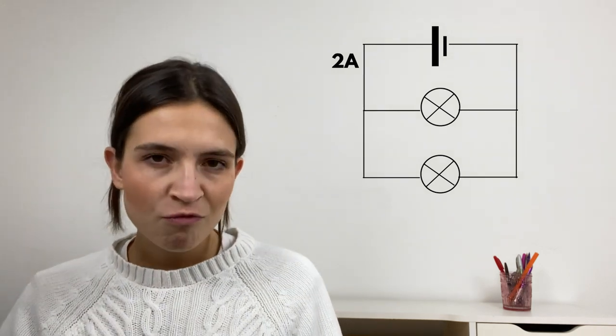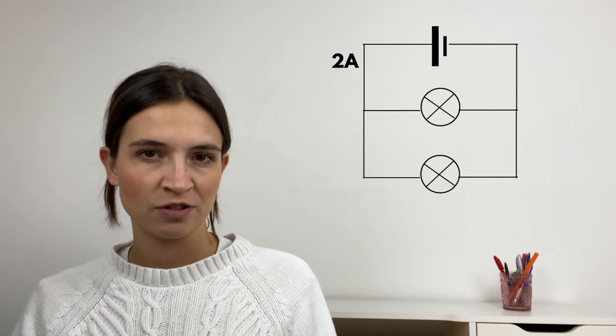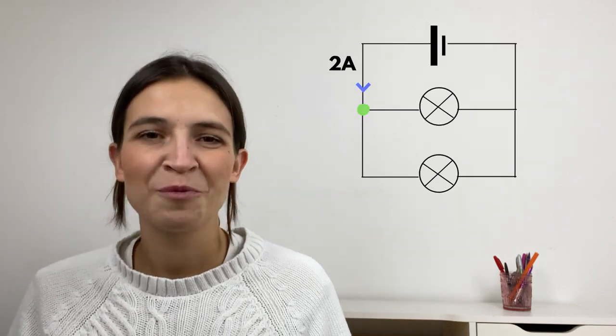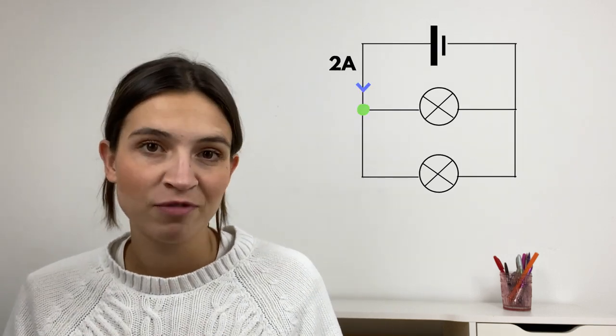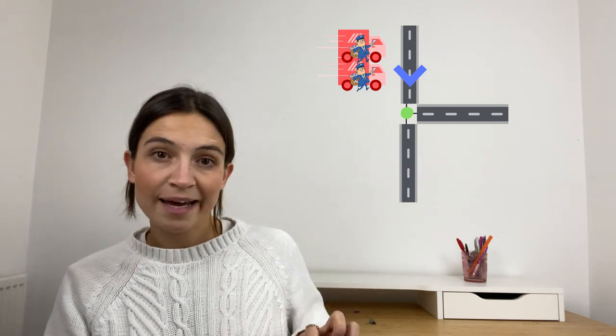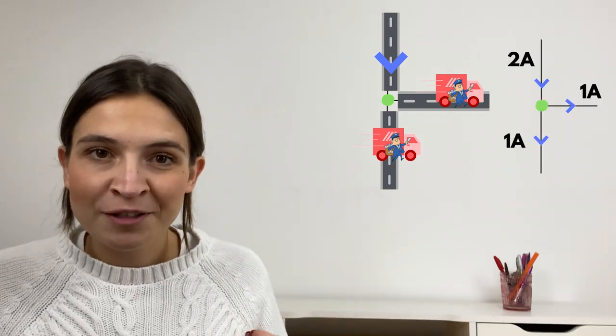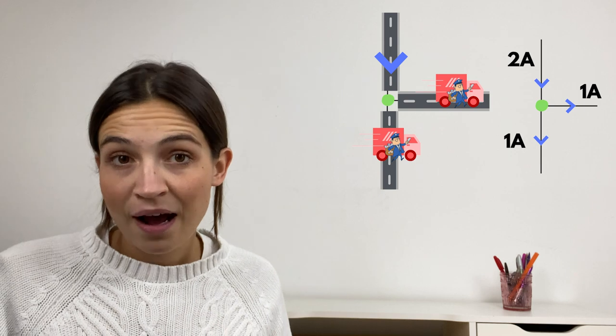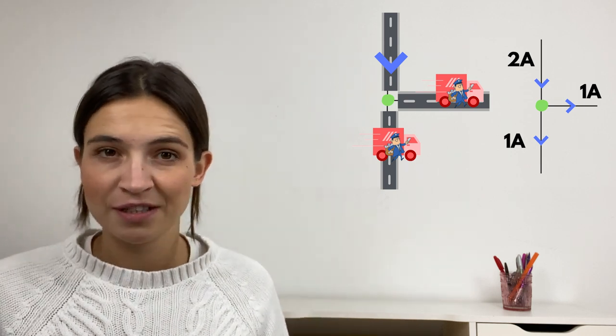And if I follow that current round from the positive side of the battery down to this junction here, we can see that that 2 amps arrives at that green junction. In my postman analogy, this is like 2 postmen arriving at that junction. Now, my postmen have 2 different roads that they could travel on. And assuming that those 2 routes are the same, they'll split. One postman will go one way and the other postman will go the other. So we now have 1 postman driving down each road and 1 amp in each branch of my circuit.